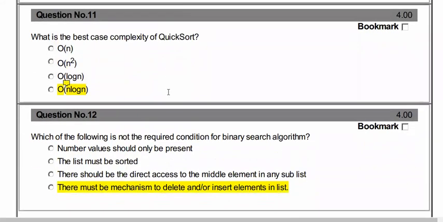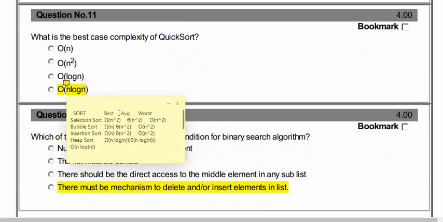Question number 11. What is the best case complexity of quicksort? O of n log n. The best case complexity of quicksort is O of n log n. Best case complexity of selection sort is O of n square. The average is O of n square and best case is O of n square. In the case of bubble sort, it is O of n square, O of n square. For insertion sort, it is O of n square, O of n square.